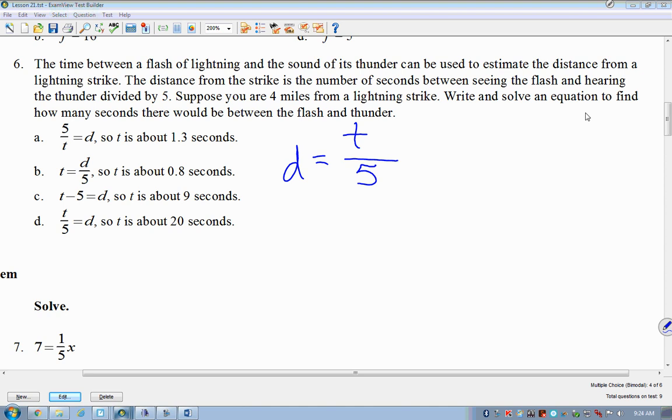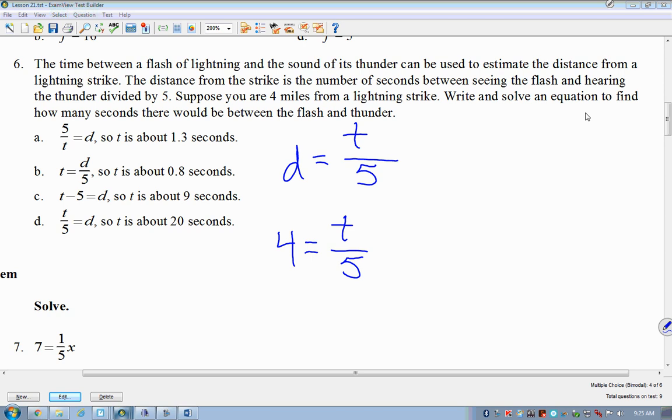That's a good equation to start with because now I can plug some things in. Suppose you are 4 miles from a lightning strike. Well, where should the 4 go? Where the D is. So 4 miles. Write and solve an equation to find how many seconds there would be between the flash and the thunder. So right now all we know is 4 equals T divided by 5.